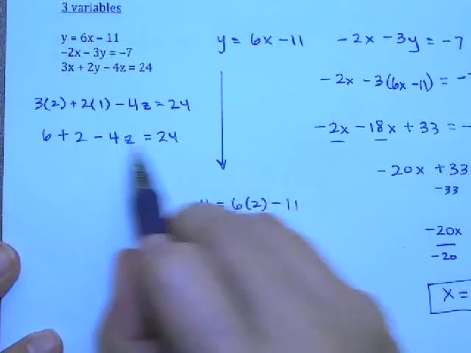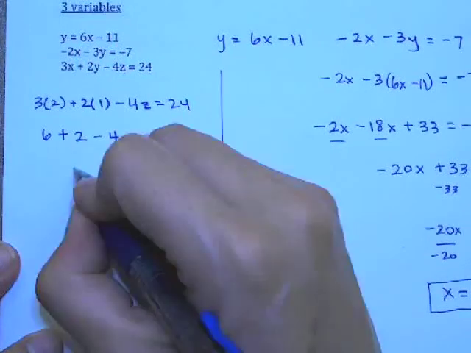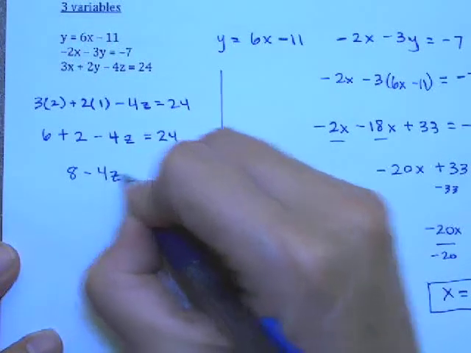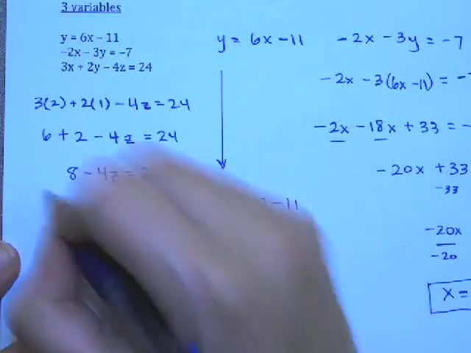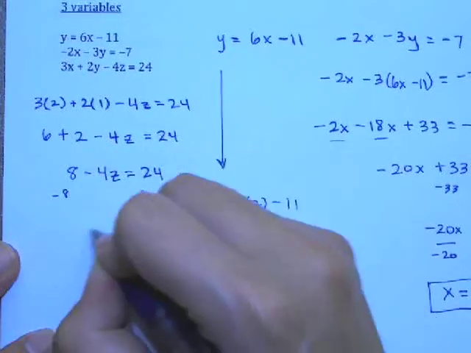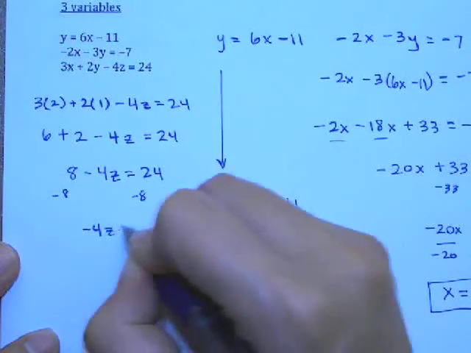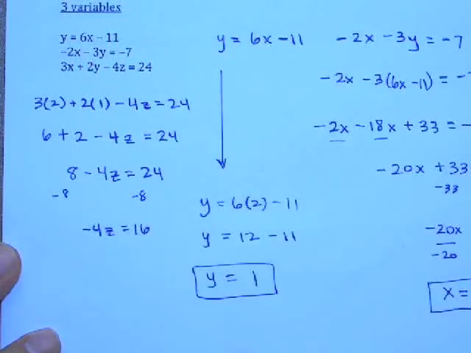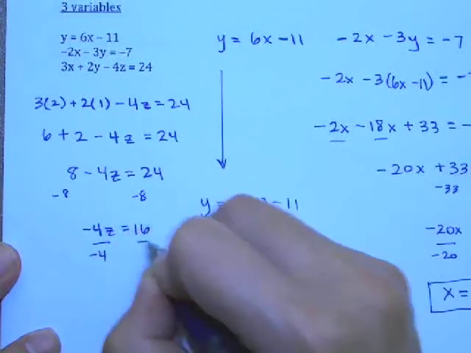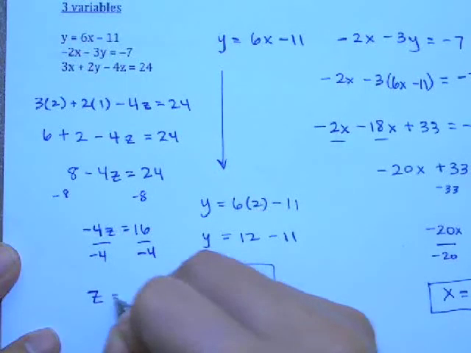Okay, now I can combine like terms. I have this 6 and the 2. 8 minus 4z equals 24. All right, subtract 8 on each side. So negative 4z equals 24 minus 8, which is 16. And finally, divide both sides by negative 4. So z equals negative 4.